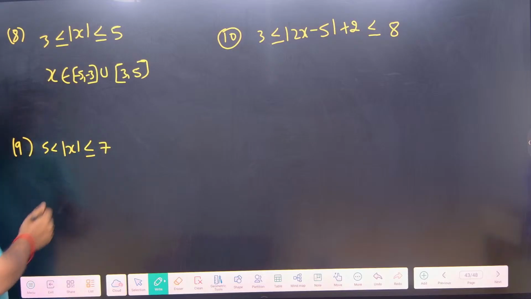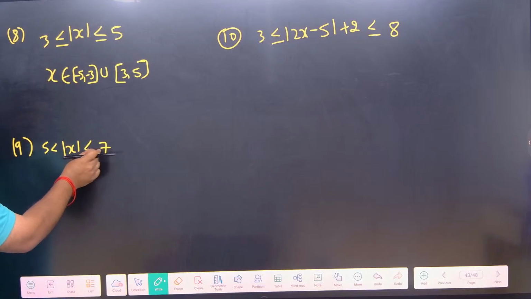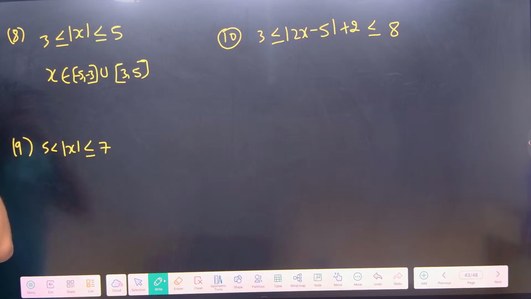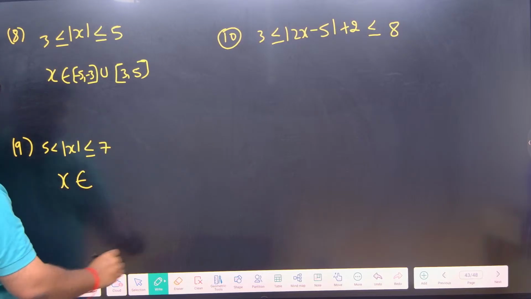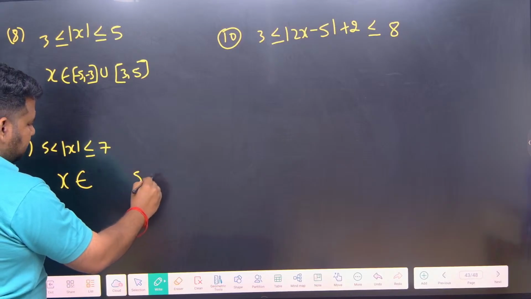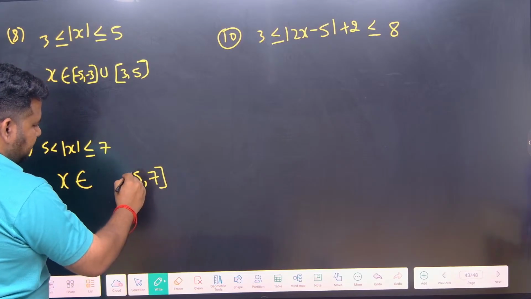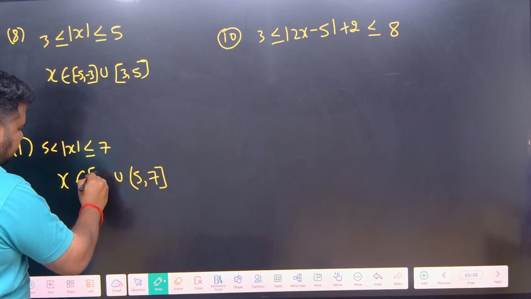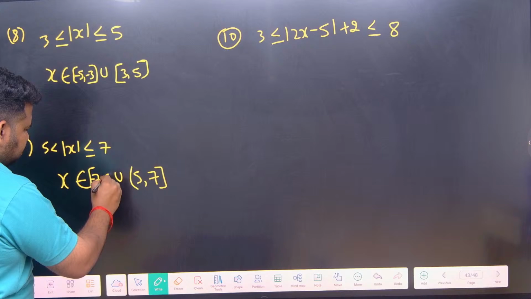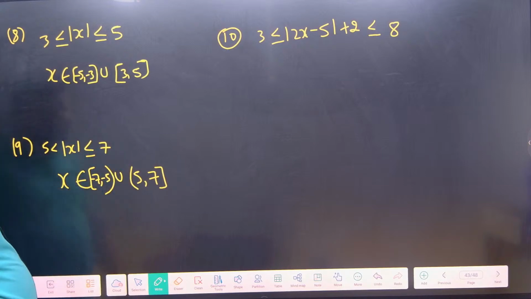What about this one? Here the equality sign is there for less than or equal to 7, so for 7 I should use a closed interval. So x belongs to 5 comma 7, closed for 7 and open for 5, union. This will flip, so closed interval minus 7 comma minus 5, and for 5 it will be an open interval. Clear, friends? This is how you solve this question.